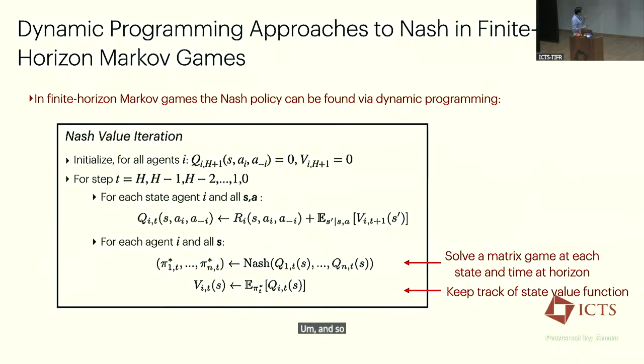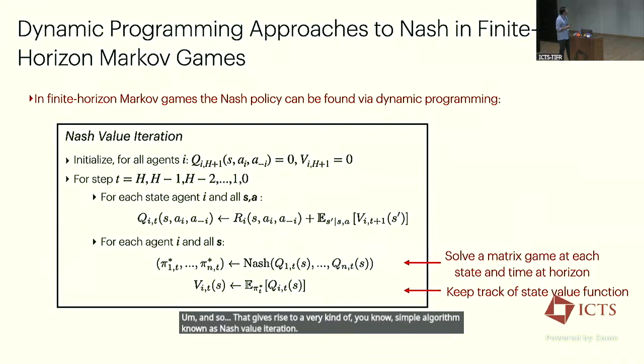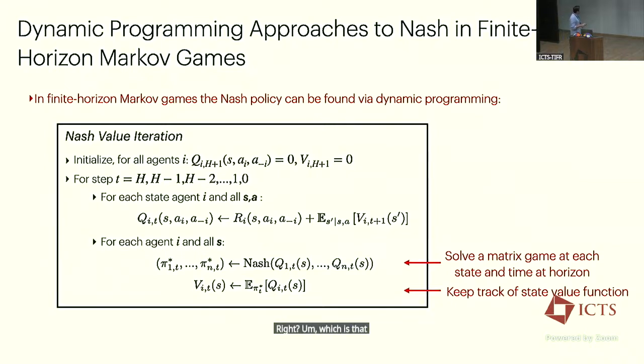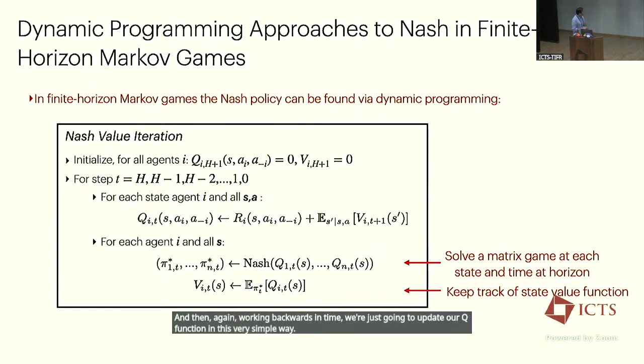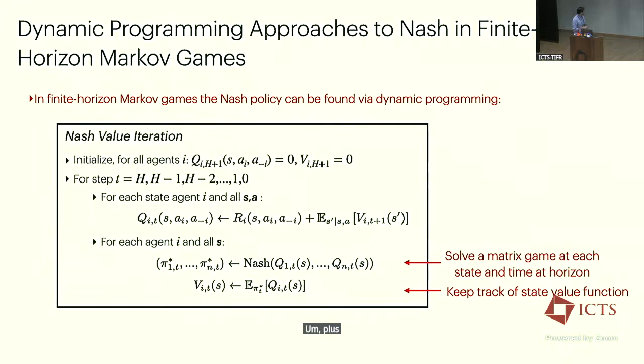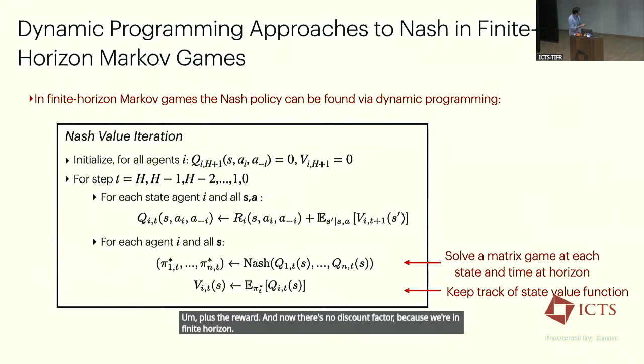And so that gives rise to a very simple algorithm known as Nash value iteration, right? Which is that we initialize for all agents our Q function at H+1 equal to 0, and the value at time H+1 equal to 0. And then again, working backwards in time, we're just going to update our Q function in this very simple way: the expected value under S prime of your value at time t+1 plus the reward. And now there's no discount factor because we're in finite horizon, right? And we're just going to update the Q function at time t with this value here.